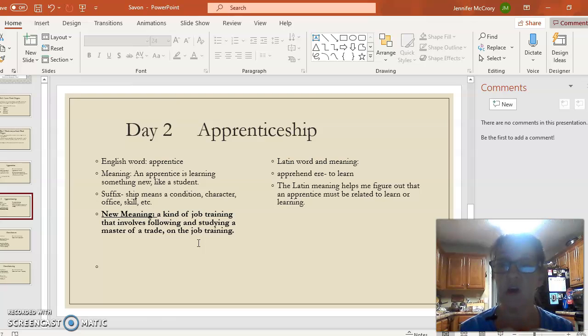It used to be back hundreds of years ago that if you wanted to learn a new job, then you trained or followed someone that did that job when there weren't colleges or universities to go to. Okay? Very good. I know this is a little tricky, so we're going to work extra hard. Let's look at our next word.